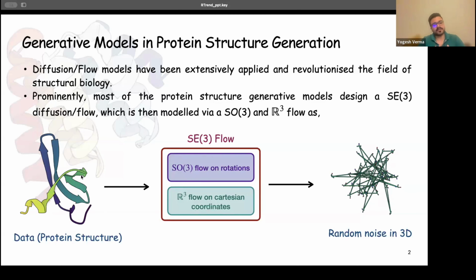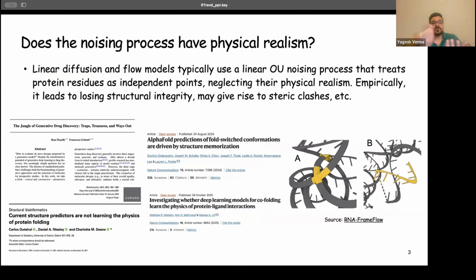And they have a forward process that converts the data, let's say a simple protein structure having beta sheets or alpha helices, using the SE3 flow to random noise in 3D space, which you can see here. Although it works pretty well, these diffusion or flow models typically use a linear noising process so that the forward kernels are analytically tractable and easily usable. They disregard that the protein itself has a certain physical structure, and treat each residue as an independent point, like a point cloud, neglecting physical realism.